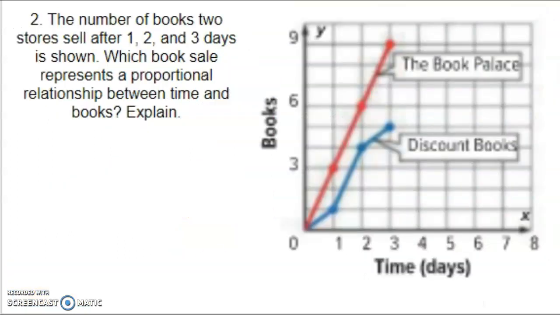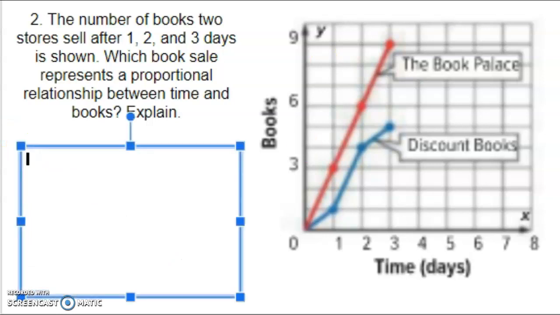So let's look over here. We have a red line. Is the red line straight? Yes, it is. Good. Does it go to the origin or through the origin? Yes, it does. Now we look at our blue line. Is our blue line straight? No, it is bent. So that means it is not proportional.